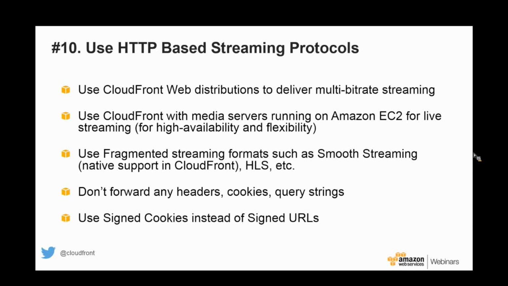For live streaming, you can use CloudFront along with media servers running on Amazon EC2, and we have tutorials available in our documentation on how you can set up live streaming. For on-demand streaming, you can use multiple formats, such as smooth streaming, which CloudFront has native support for, so you don't need to run a media server. You can just put your media files in Amazon S3, and CloudFront will deliver it in smooth streaming format to the clients, as well as HLS.